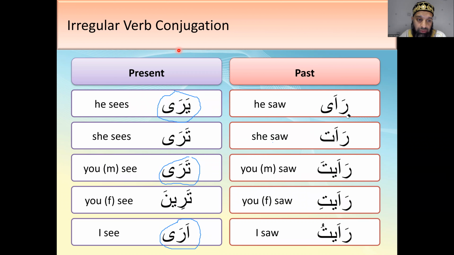Yeah, past. Right, so this is just an example. Just learn, if you can pick up these three: yara means he sees, tara you see, ara I see. This is just an example that the book gave, some examples of some weak verbs. And I just want to give you this.